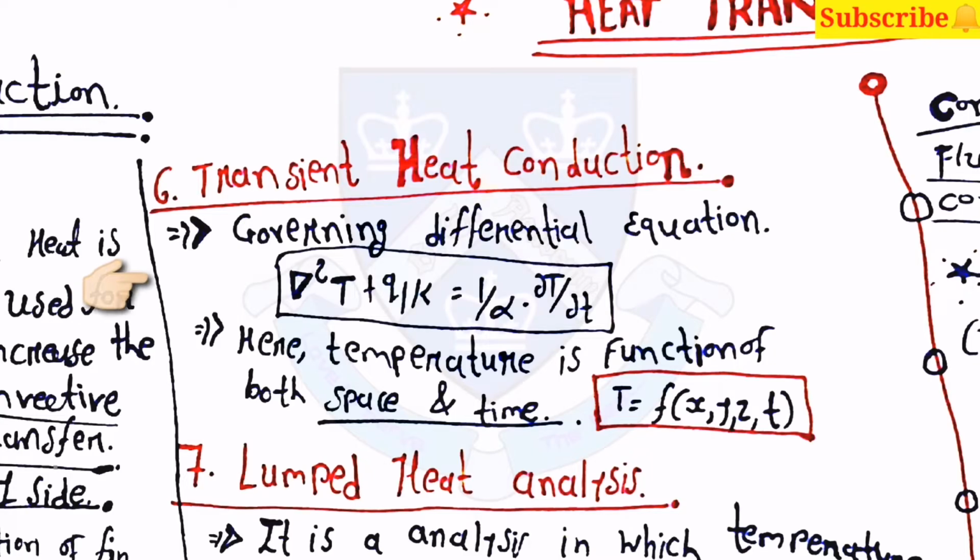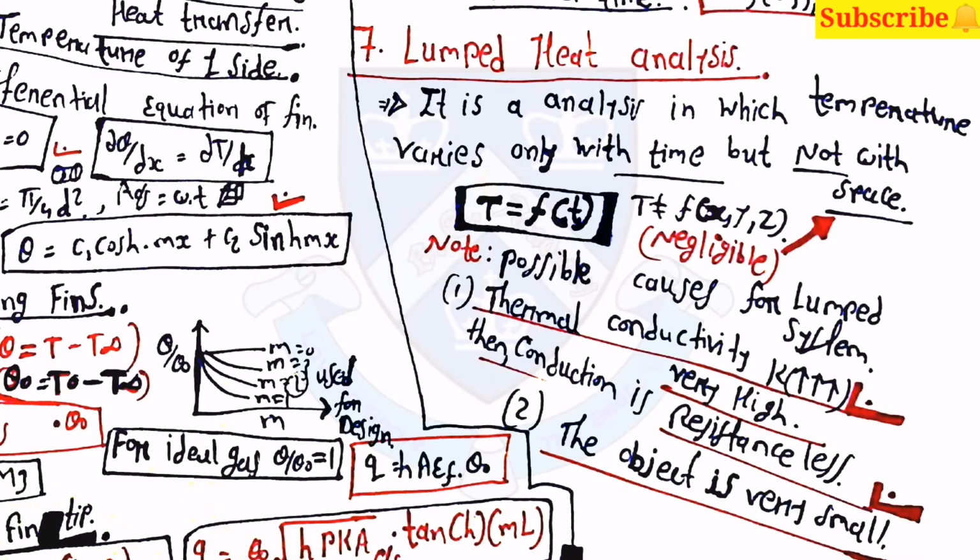Now the next topic is transient heat conduction. The governing differential equation is del square T plus Q by k is equal to 1 upon alpha into del T upon del t. Here temperature is a function of both space and time, so you can say that T is equal to f of x, y, z and t.